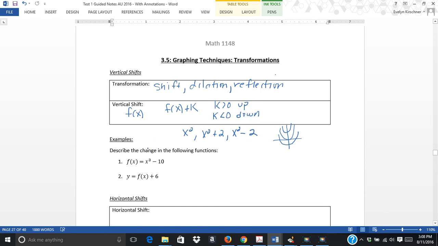So if I want to look at these functions and see what happens. What happened here? Well, I'm adding a negative 10, so it's going down 10. And here, it doesn't matter what the original function was. What am I doing here? I'm adding a 6, so I'm going up 6.